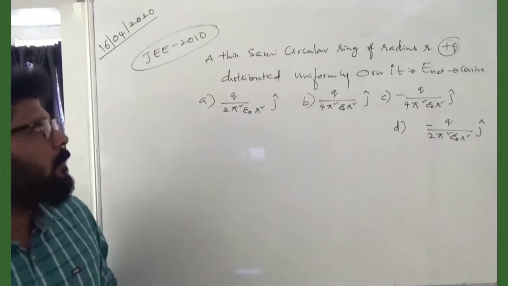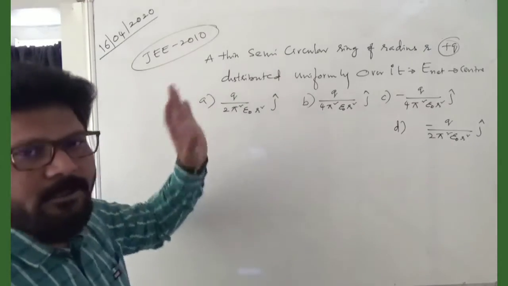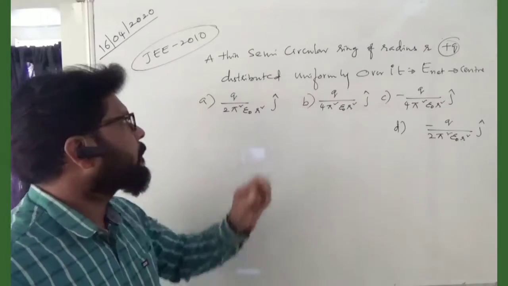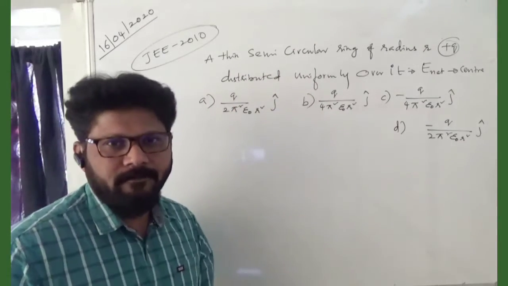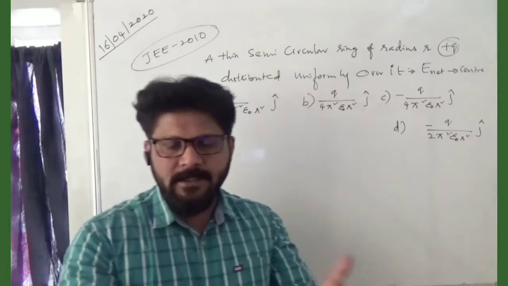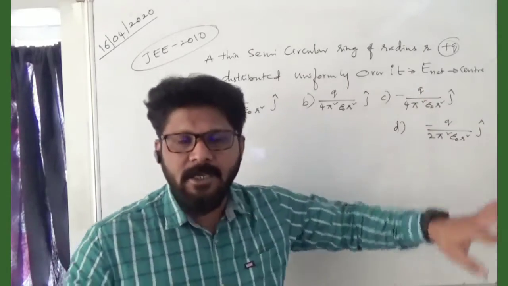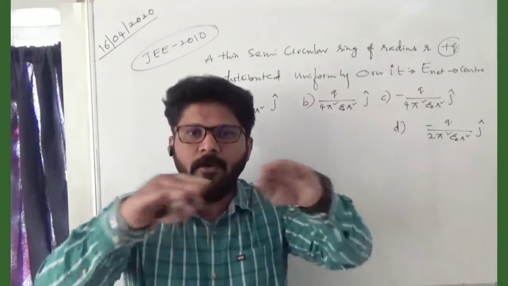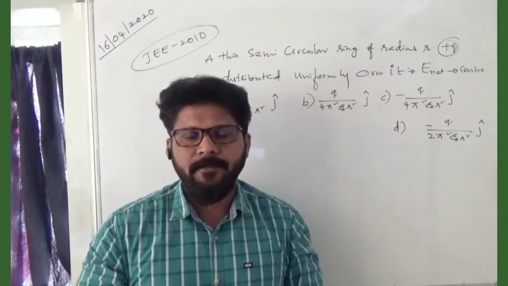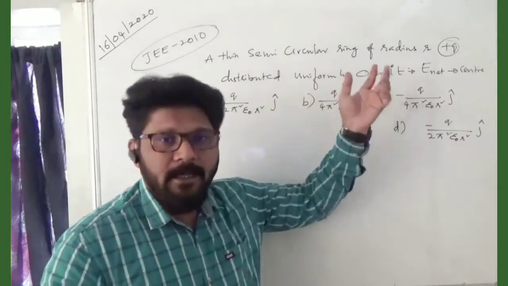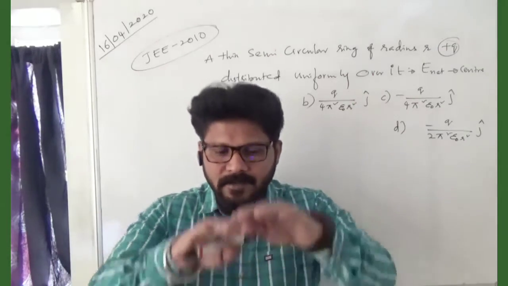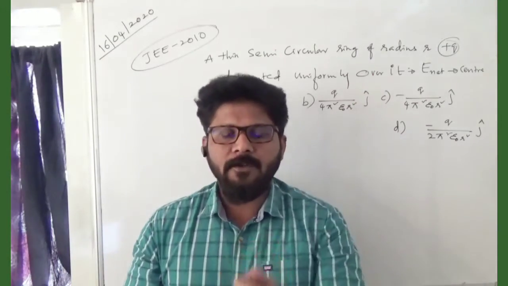Right. Now this is given in JEE 2010. What exactly is it asking? A thin semicircular ring of radius r, with positive charges distributed uniformly over it. We are asked to calculate the net electric field at the center of the semicircle.